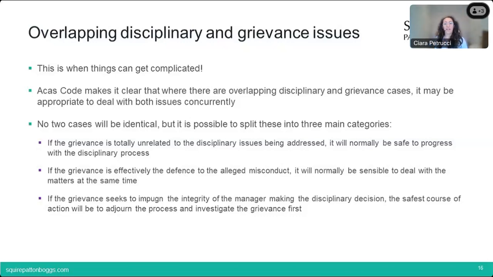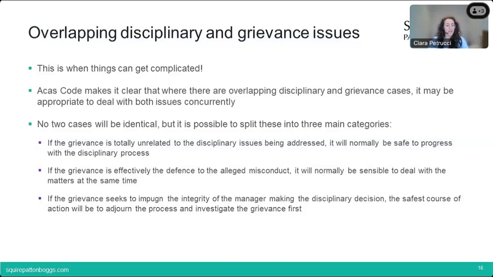The next difficult area is overlapping disciplinary and grievance issues. Again, I think lots of us will have experienced this, where someone gets invited to a disciplinary and then all of a sudden they would like to raise a grievance about everything that's ever happened to them in their employment since 2003, and it's all coming to a head now, having never raised a complaint about it before. So we've all had one of those.